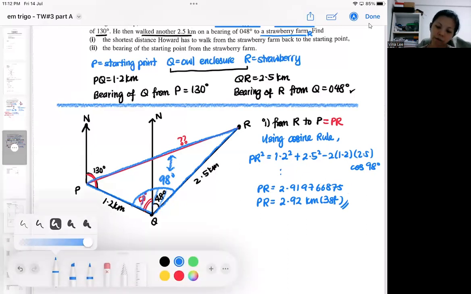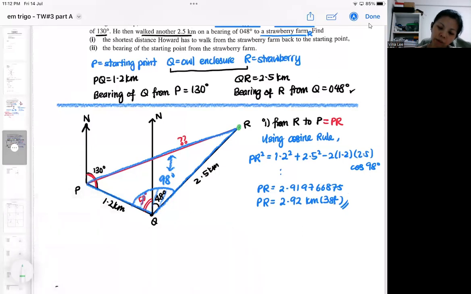The next one is I will need to find the bearing of the starting point from the strawberry farm. That means right now, if let's say you manage to stop at the strawberry farm, what will be the direction from the starting point? So it will be the whole angle here. So this will be the bearing that we are looking for. So I'll be interested in this whole bearing. That will be for the second part.